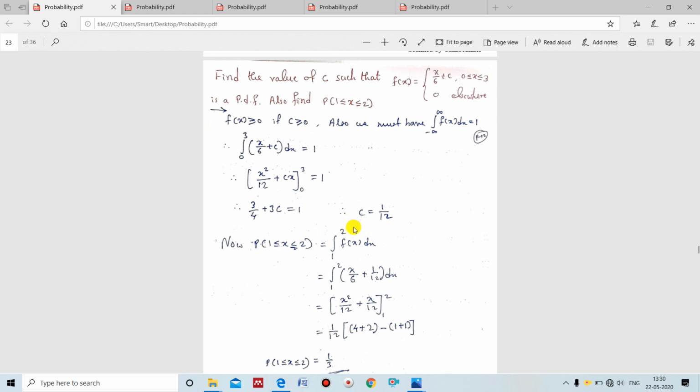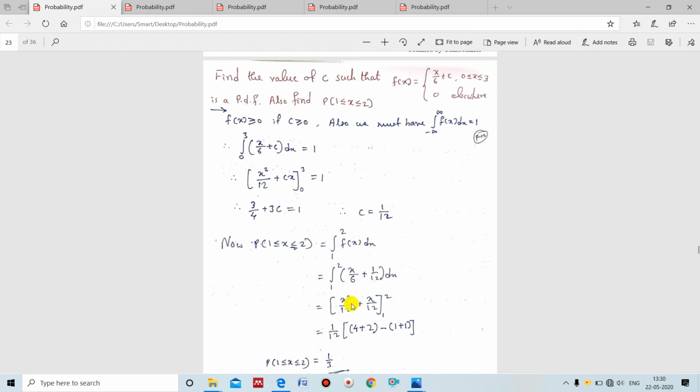Then after finding the value of c, they have asked the probability that x lies between greater than or equal to 1 and 2, which means they have given the limiting points. So that is integration from 1 to 2 of f of x dx. The f of x value is x by 6 plus 1 by 12, with this c value, into dx. Integrate and put the values.